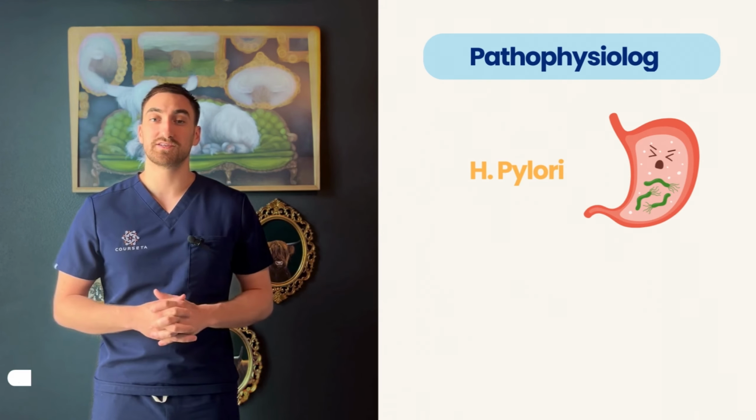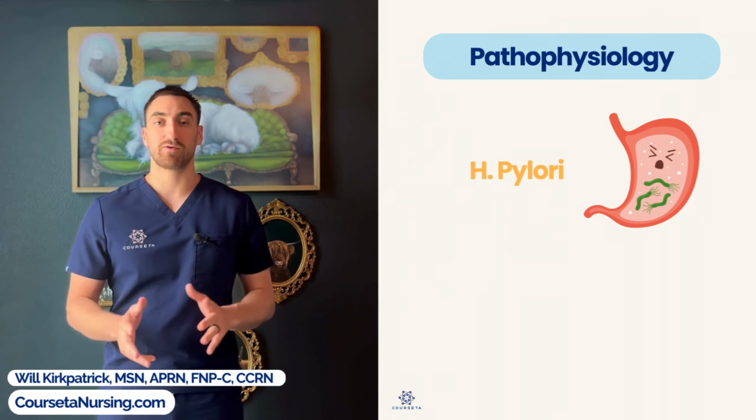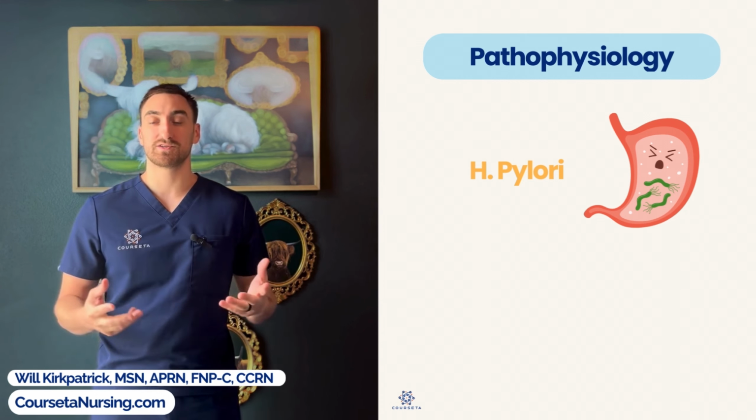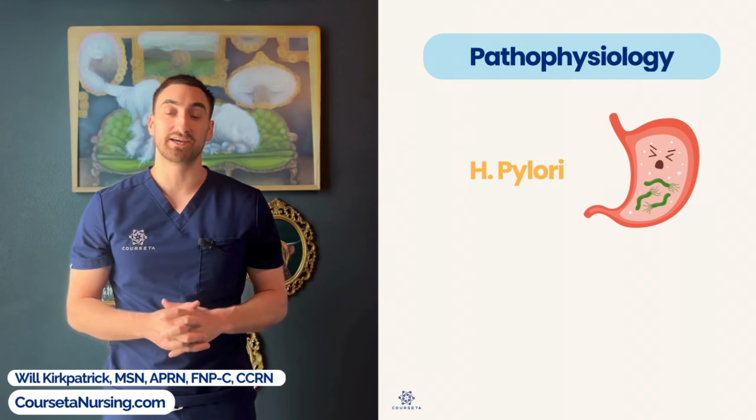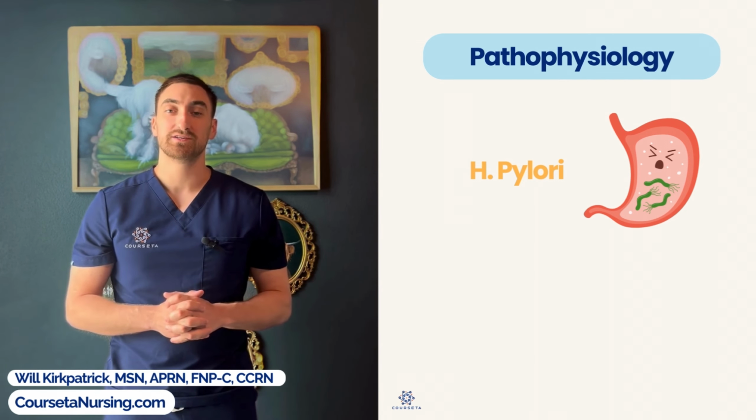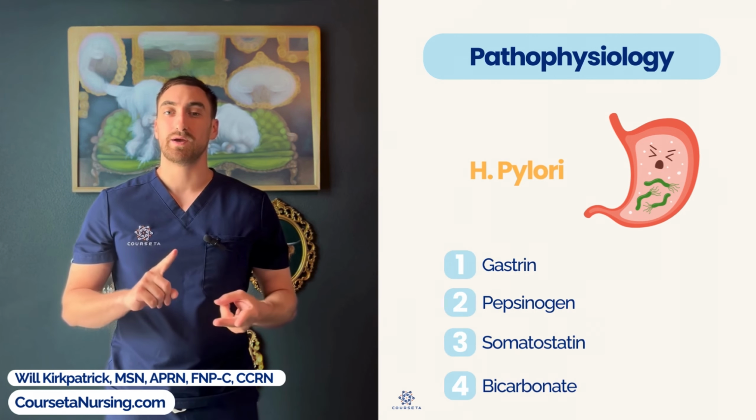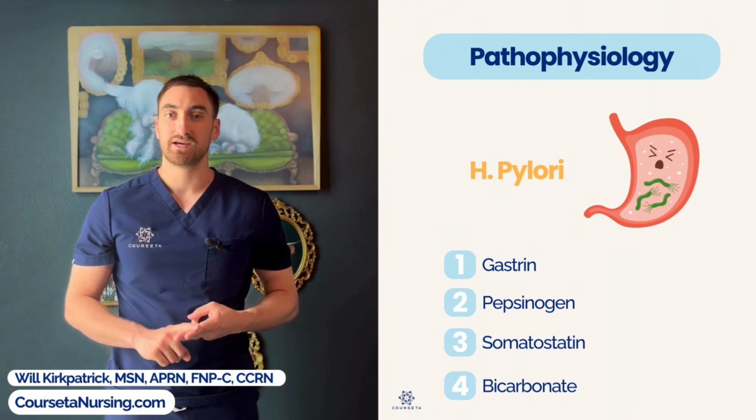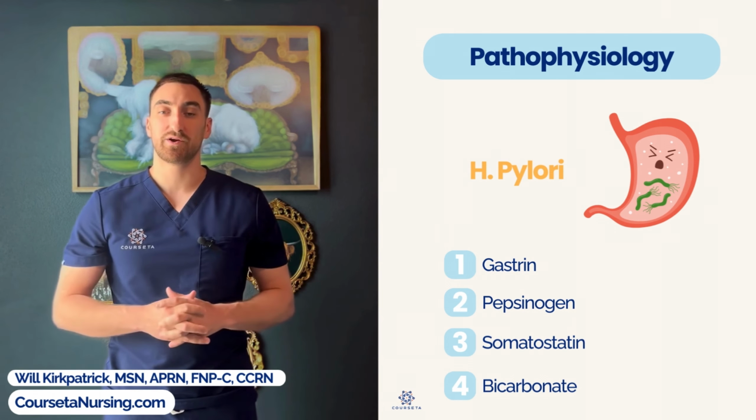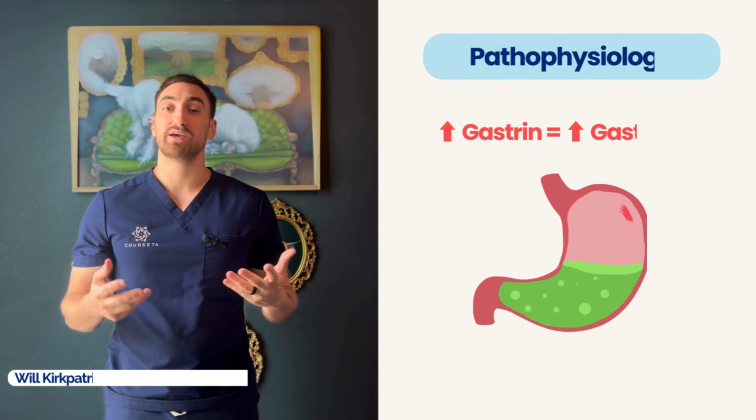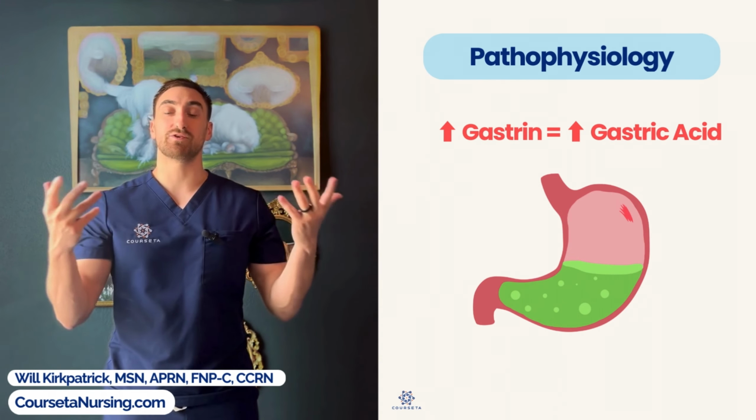Now, there are other causes, but the most common one is H. pylori, which is a bacteria that can build up in your stomach lining and cause ulcer development. H. pylori is a toxin to the stomach lining, so it's going to mess with these four fancy words: gastrin, pepsinogen, somatostatin, and of course bicarbonate. When H. pylori enters the stomach, it starts irritating that gastric wall, and when we irritate that gastric wall, we naturally increase our gastrin.